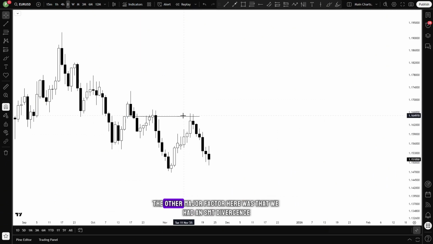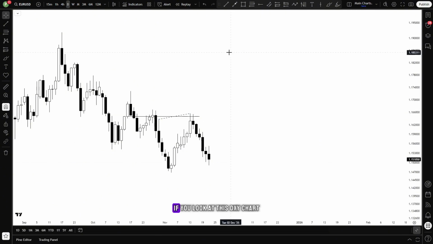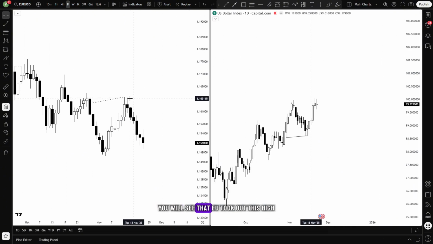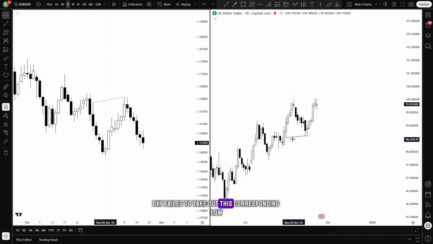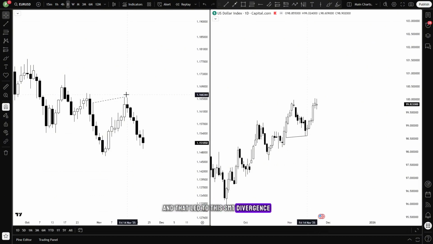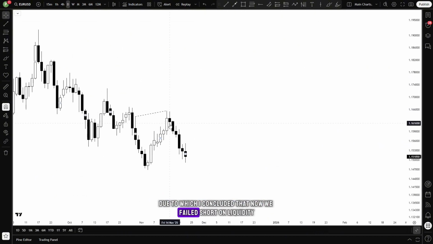And along with that, the other major factor here was that we had a bearish SMT divergence with DXY. Right here, if you look at this DXY chart, you would see that EU took out this high, whereas DXY failed to take out this corresponding low, and that led to this SMT divergence. And that was the second major factor, due to which I concluded that now we filled short-term drawn liquidity, and now this week we can have a range expansion lower. Okay, this SMT divergence was then also followed by a 4-hour CSD.